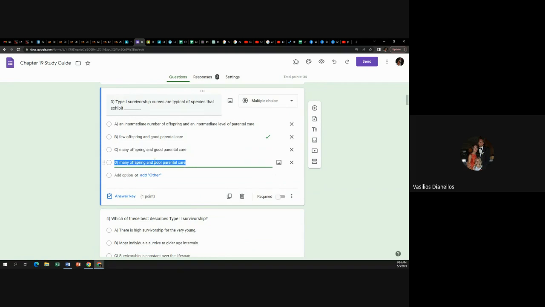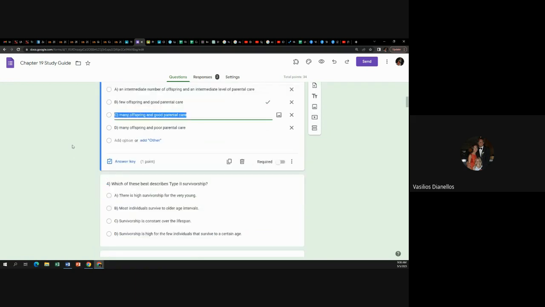And many offspring and poor parental care would be a type 3 survivorship. So again, the correct answer to this, because it says type 1 survivorship, is B. If it said type 2 survivorship, then the correct answer would be A. And if it said type 3 survivorship, then the correct answer would be D. And again, generally speaking, if there's any species that have relatively a lot of offspring, then they generally don't have good parental care. So any questions about that?